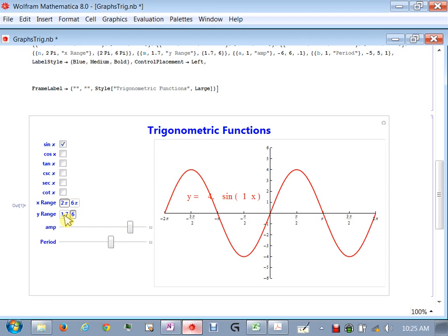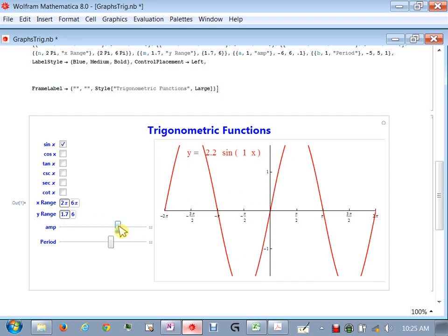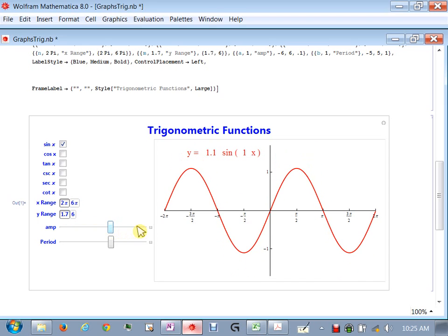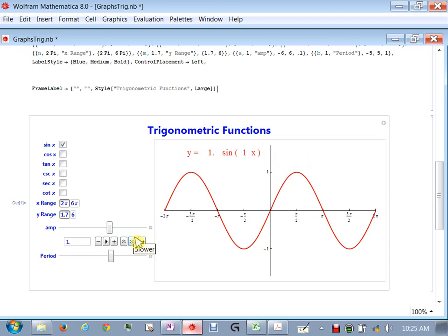Now, we go back here. Let me now adjust the b. So what if I make that number a 2? What should my period be? Just pi, right? Because I'm supposed to take 2 pi and divide it by b. What's 2 pi divided by 2? It would just be pi.